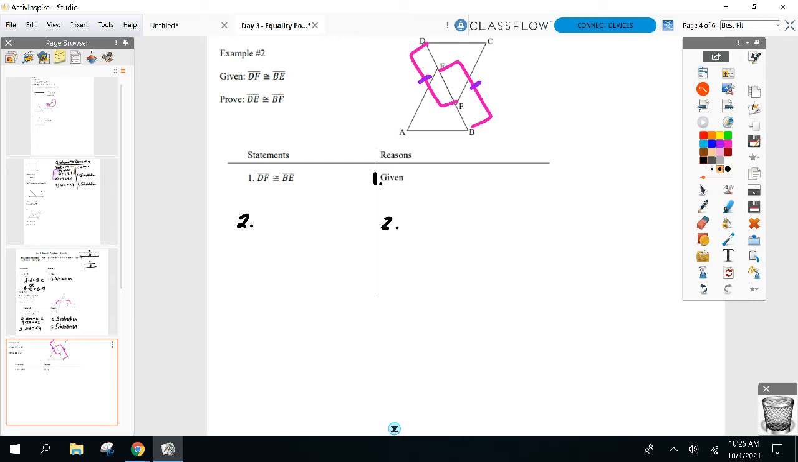What do you need to subtract from DF and BE to get smaller to DE and BF? Where is that reflexive? I need to subtract. Emma. EF. Everyone agree? EF. So there's your statement number 2. EF congruent to itself. Reflexive.